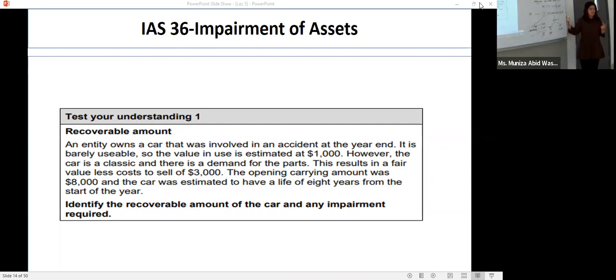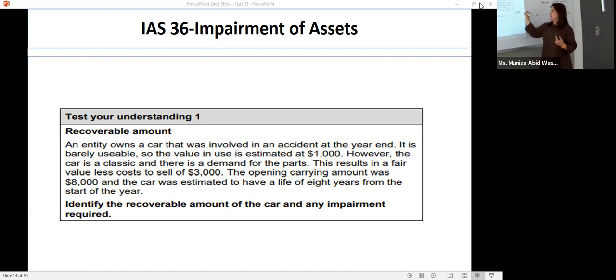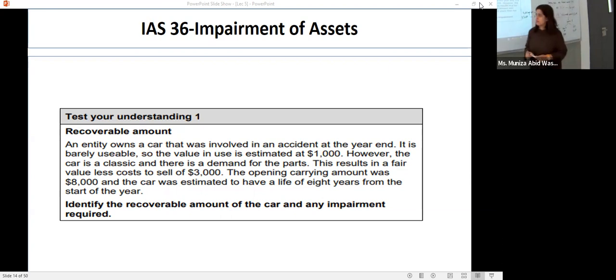Now compare whether this 7,000 is greater than 3,000 or not. This carrying value is more than the recoverable amount, so there is an impairment. How much impairment loss will be there? 4,000. The 4,000 impairment loss will be taken to the SOPL. And now the asset will be recognized at its recoverable amount from now onwards. So in the SOFP, the amount of the asset will be 3,000. This is the treatment in regards to the impairment loss.